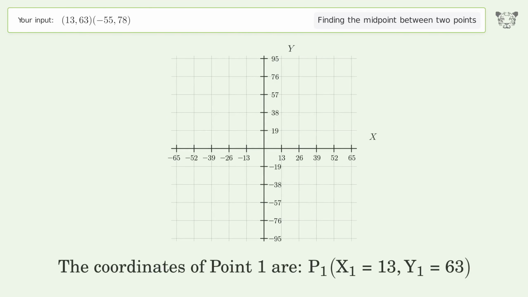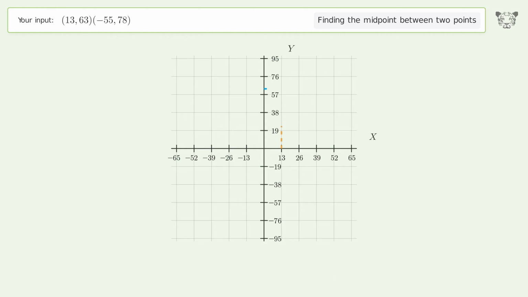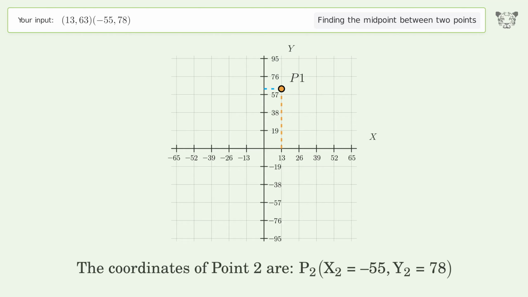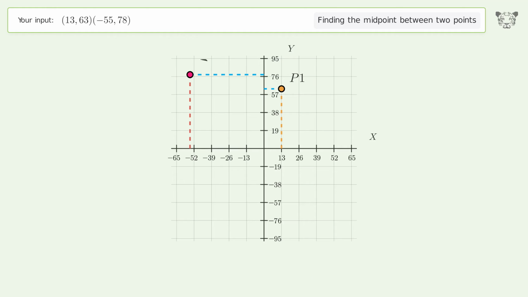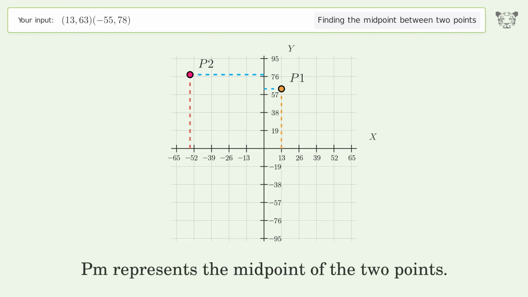The coordinates of point 1 are, x1 equals 13, y1 equals 63. The coordinates of point 2 are, x2 equals -55, y2 equals 78. PM represents the midpoint of the 2 points.